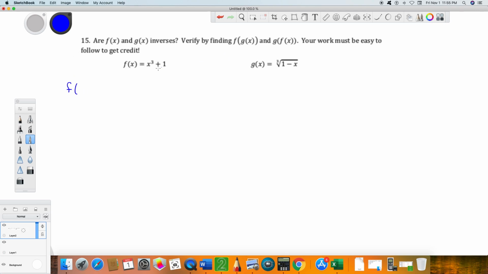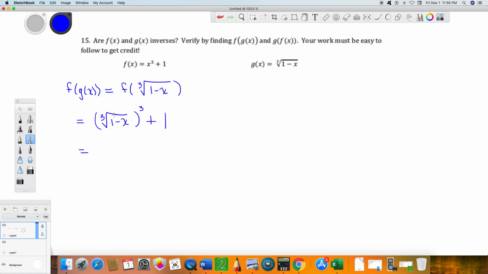So if we find this first one, f of g of x, we want to take the function g and plug it into f. So g is this cube root function. And so what will f do to the input? Well, f always creates an addition problem. It takes the input, no matter what it is, and it cubes it, and then it adds 1. We're giving it this cube root of 1 minus x.